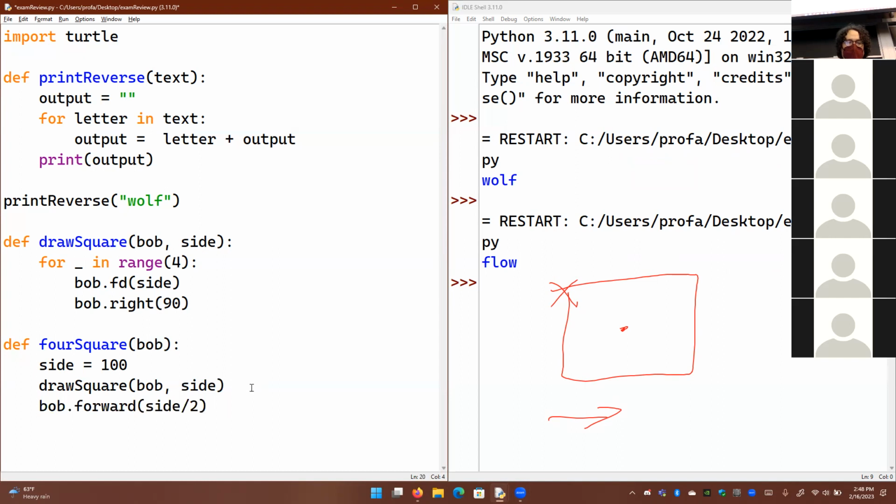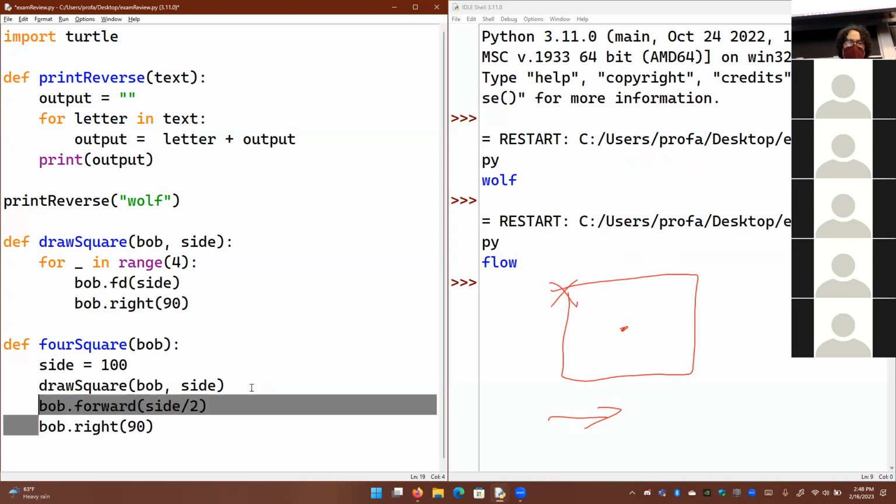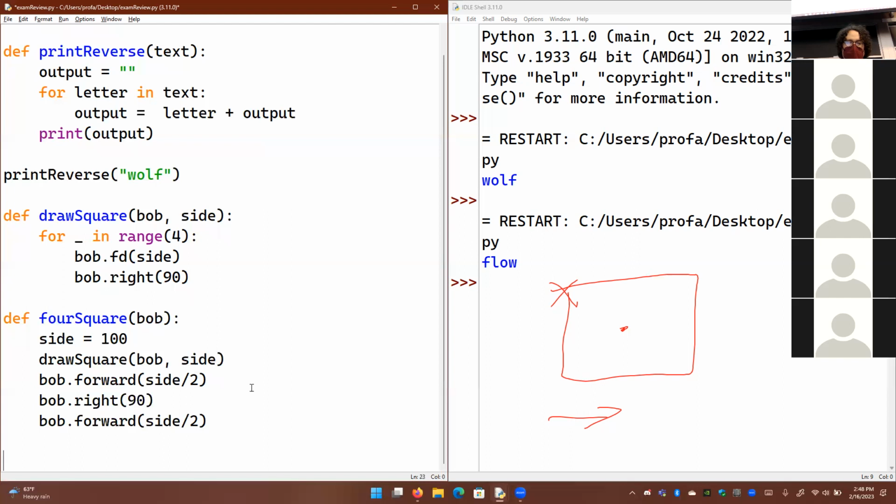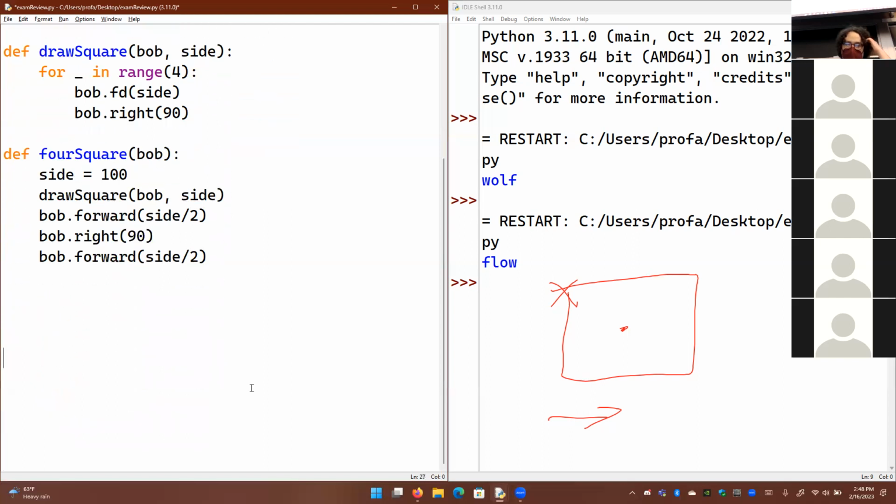Bob dot right 90 degrees to turn down. And then he's going to move forward halfway down the program. Okay. And then he needs to turn back to his original direction. So Bob dot left.